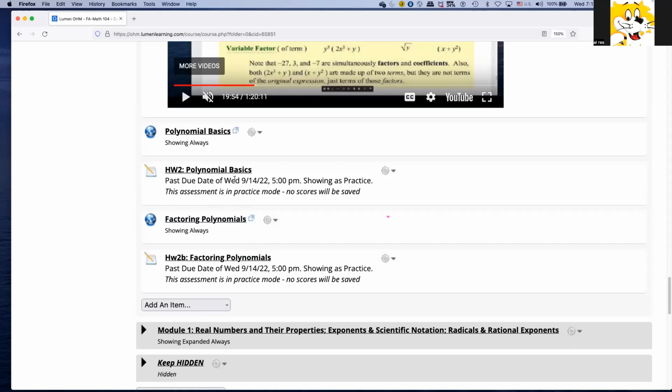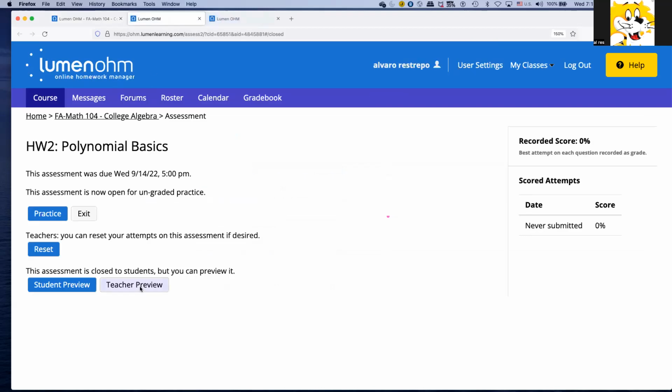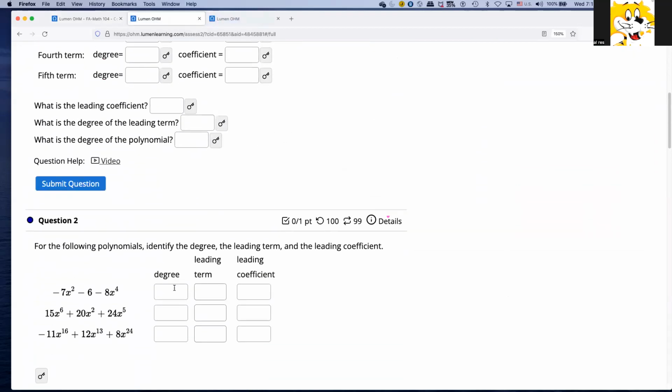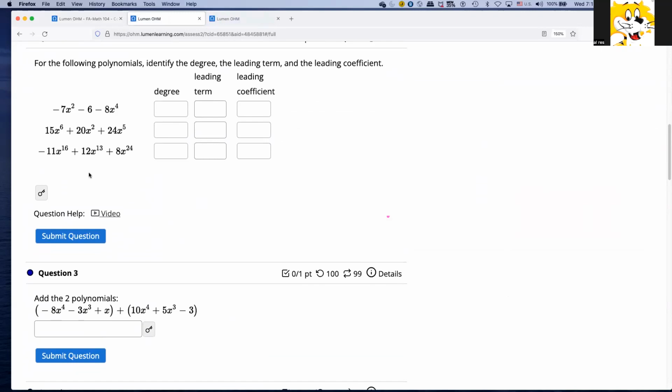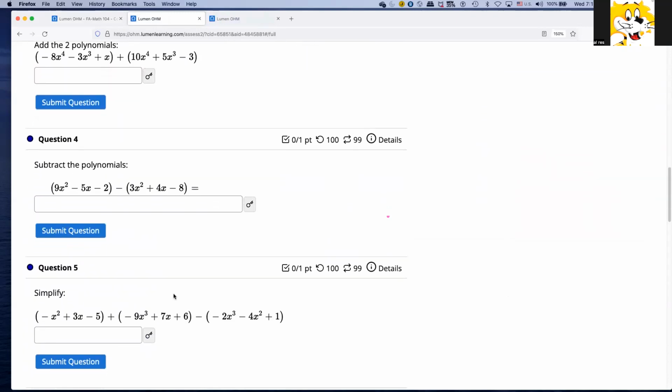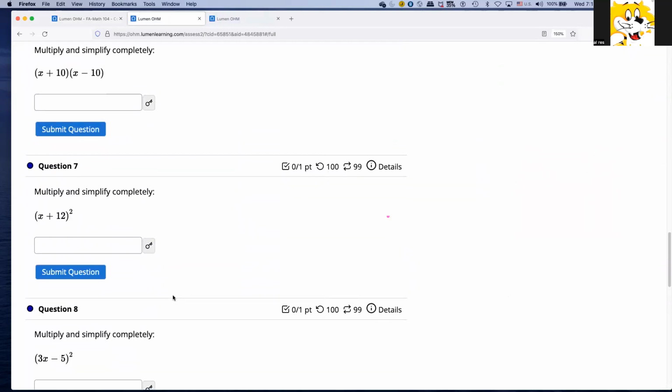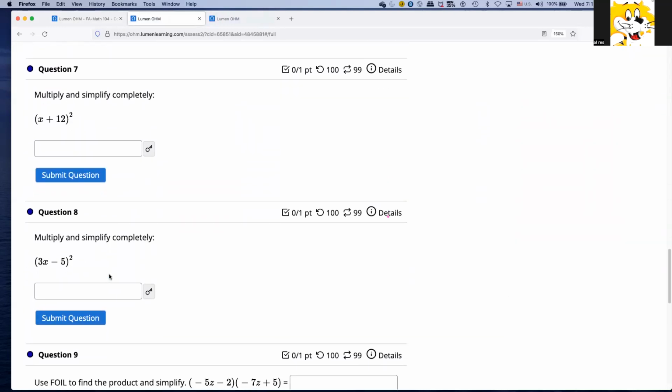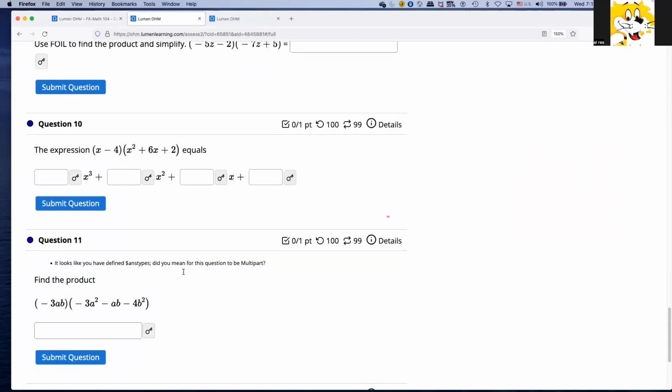Then, just like I did in module 1, you open the homework up, and you say, okay, what did he go over on that video? Did he talk about the parts of the polynomial? Yes, he did. Did he talk about subtracting, multiplying, adding, and dividing? Yes. Did he talk about simplifying? Yes, he did that. What else?